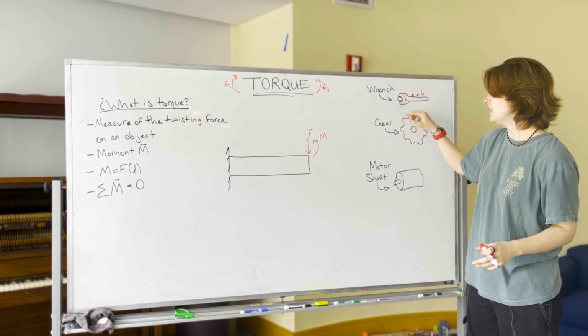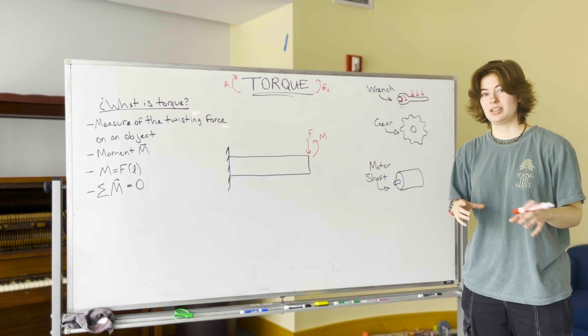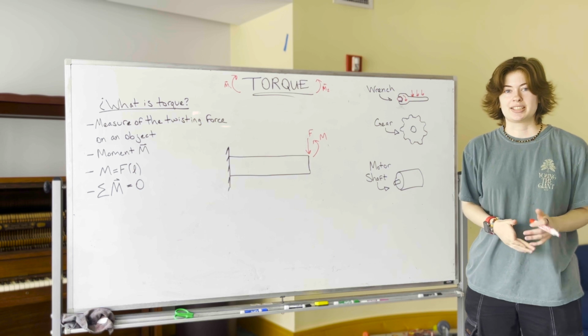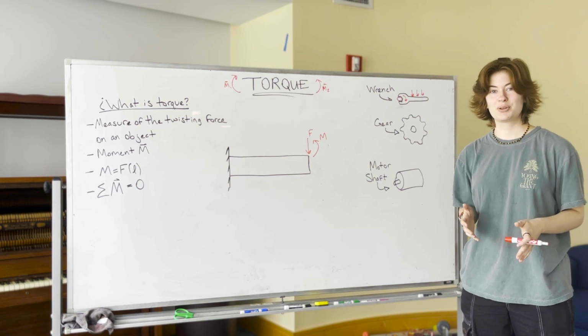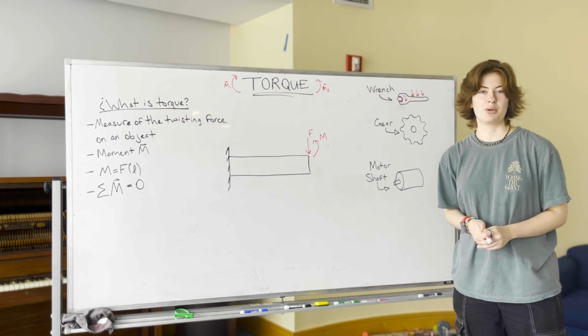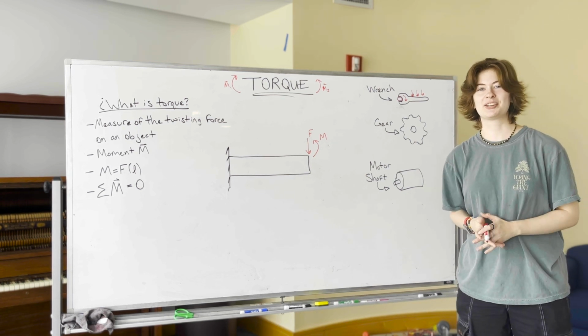For the wrench, you'll be rotating around the nut or the bolt that you're using the wrench on. For the gear, it'll be acting along a shaft. For the motor shaft, as the motor spins, it's going to be using rotational motion to rotate whatever it's spinning on. Now let's look at a real-world example.